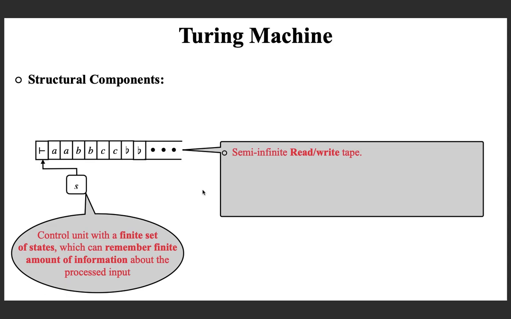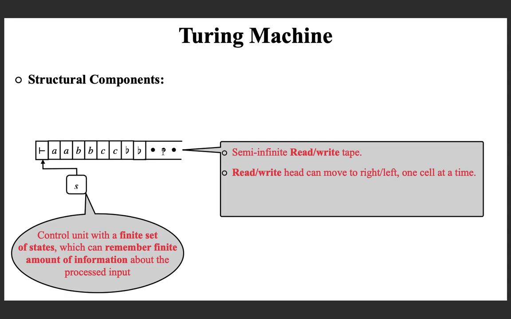Then a semi-infinite read-write tape. The only difference is that for a linear bounded automaton, the right end is also bounded, but here it is not bounded to the right. It is an infinite length tape to the right. So you can store infinitely many symbols. That is the structural relaxation or freedom that you have in a Turing machine when compared to a linear bounded automaton, and that is the only difference.